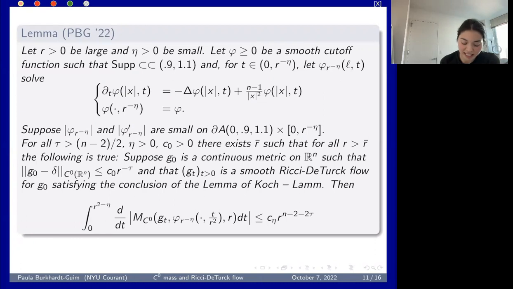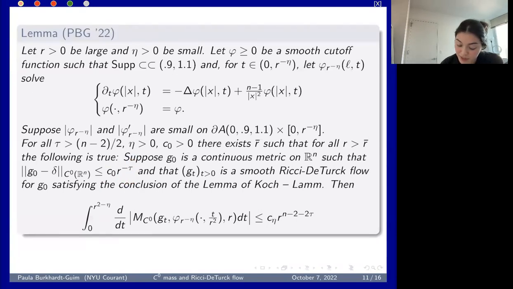So then for all decay rates, tau greater than (n-2)/2, eta greater than 0, and c0 greater than 0, there exists some scale bar r such that for all r greater than bar r, the following is true. Suppose we have a continuous Riemannian metric on R^n that is close to Euclidean space. Okay, how close is it? So it's close in C0, like C0 to the r to the minus tau. Okay, so here r is fixed.